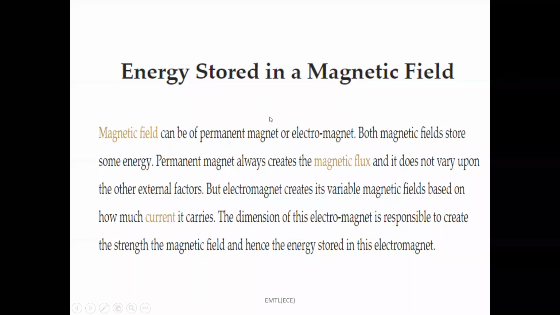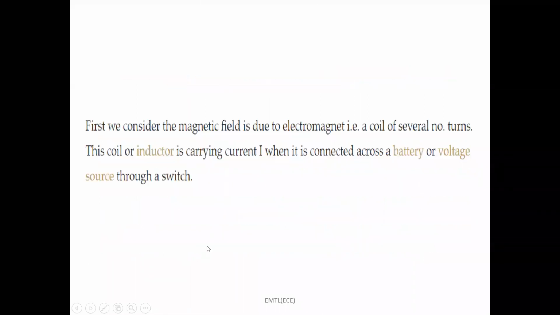Now, the dimensions of this electromagnet are mainly responsible for the strength of the magnetic field, and hence the energy stored in this electromagnet. Let's discuss the expression for the energy stored in a magnetic field. Already I said that inductors are useful to store energy in the form of a magnetic field. That's why here we have to discuss inductors.